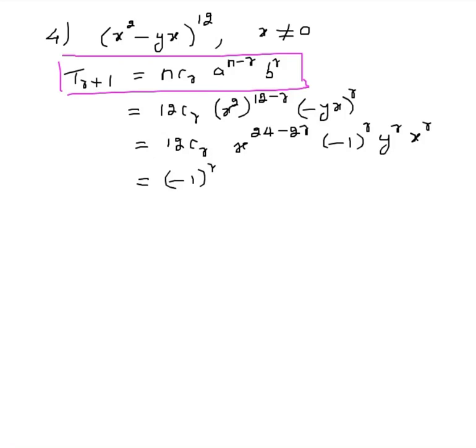Minus 1 raised to r, 12Cr. We have like terms. Let us add the exponents. So x raised to 24 minus 2r plus r will become minus r, and y raised to r. This is the general term.